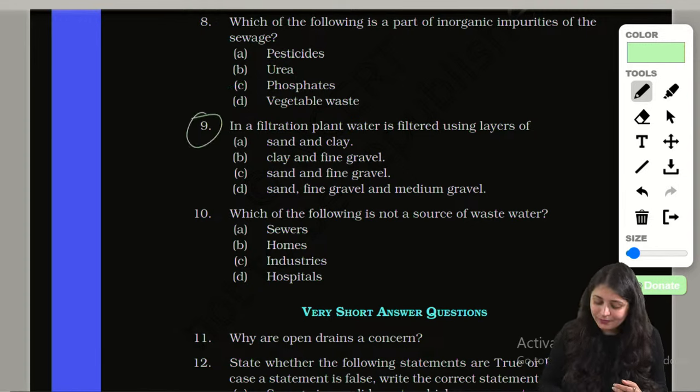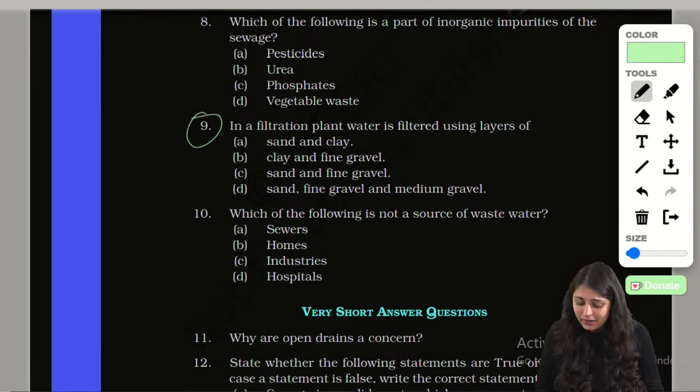Good. Question number 9. In a filtration plant, water is filtered using layers of sand and clay, clay and fine gravel, sand and fine gravel, sand, fine gravel and medium gravel. बताइए. Option C, option D. C और D में confuse हो रहे हैं. A lot of you saying option D. Yes, it can be.